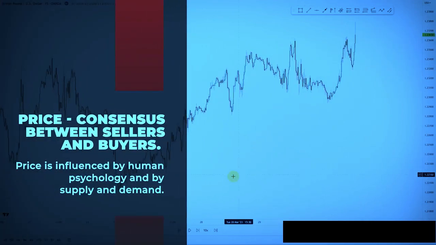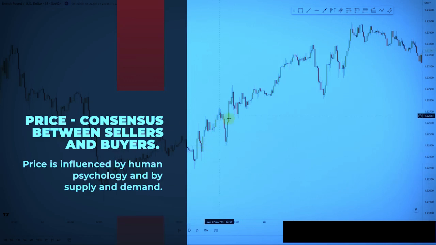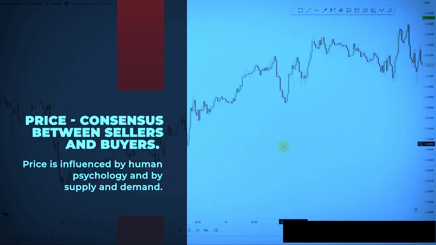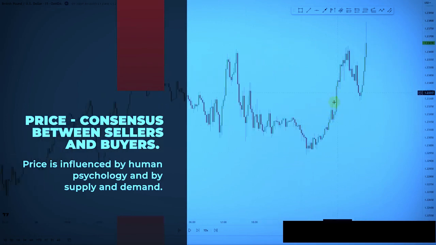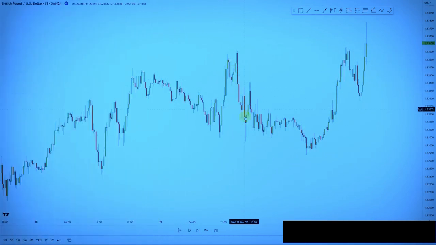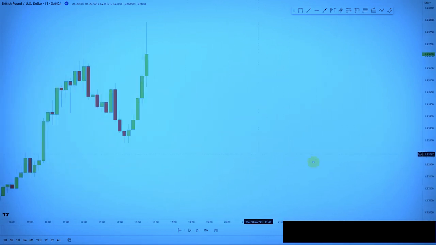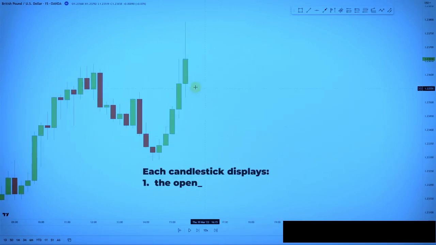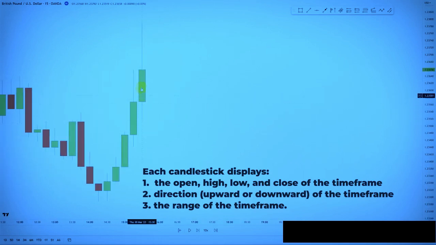Price is mainly a consensus between the sellers and the buyers, and is influenced by human psychology and by supply and demand. Now, individual candlesticks will give you a great insight into human psychology if you learn how to analyze them correctly. I don't want to bore you with the basics. You just have to know that each candlestick displays the open, high, low, and close of the time frame, the direction, upward or downward, of the time frame, and the range of the time frame.